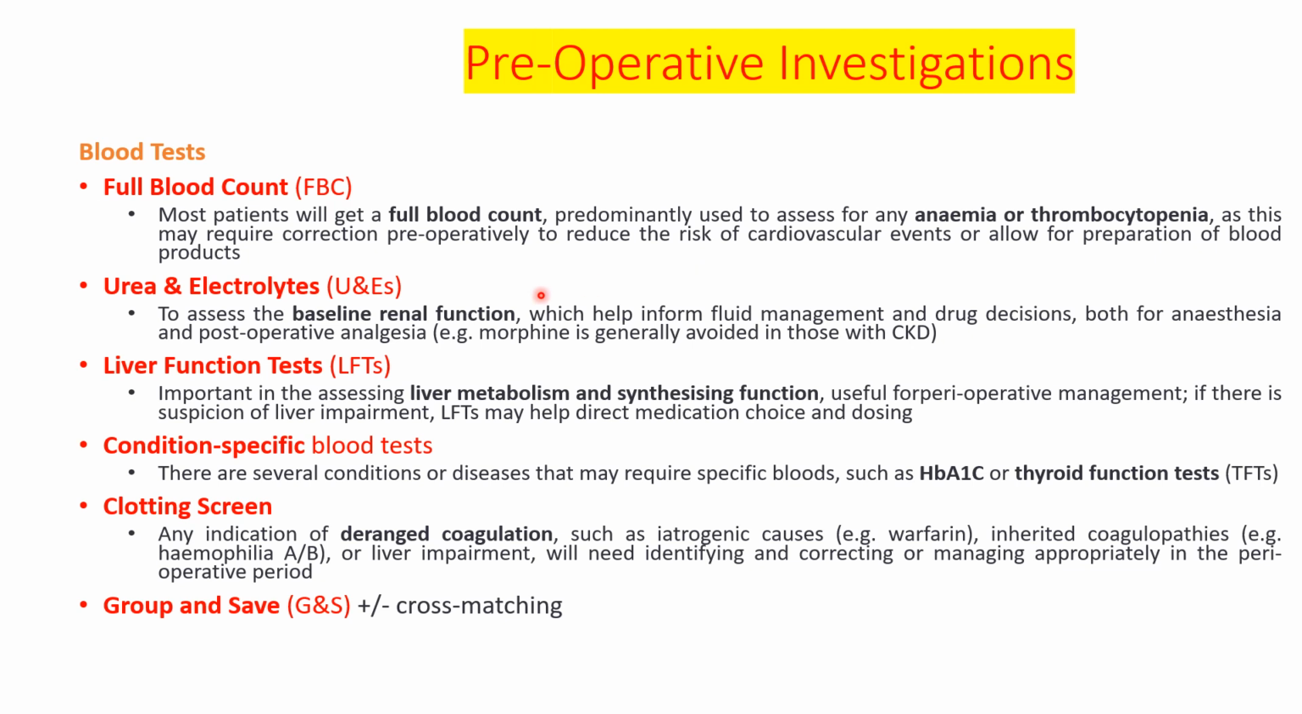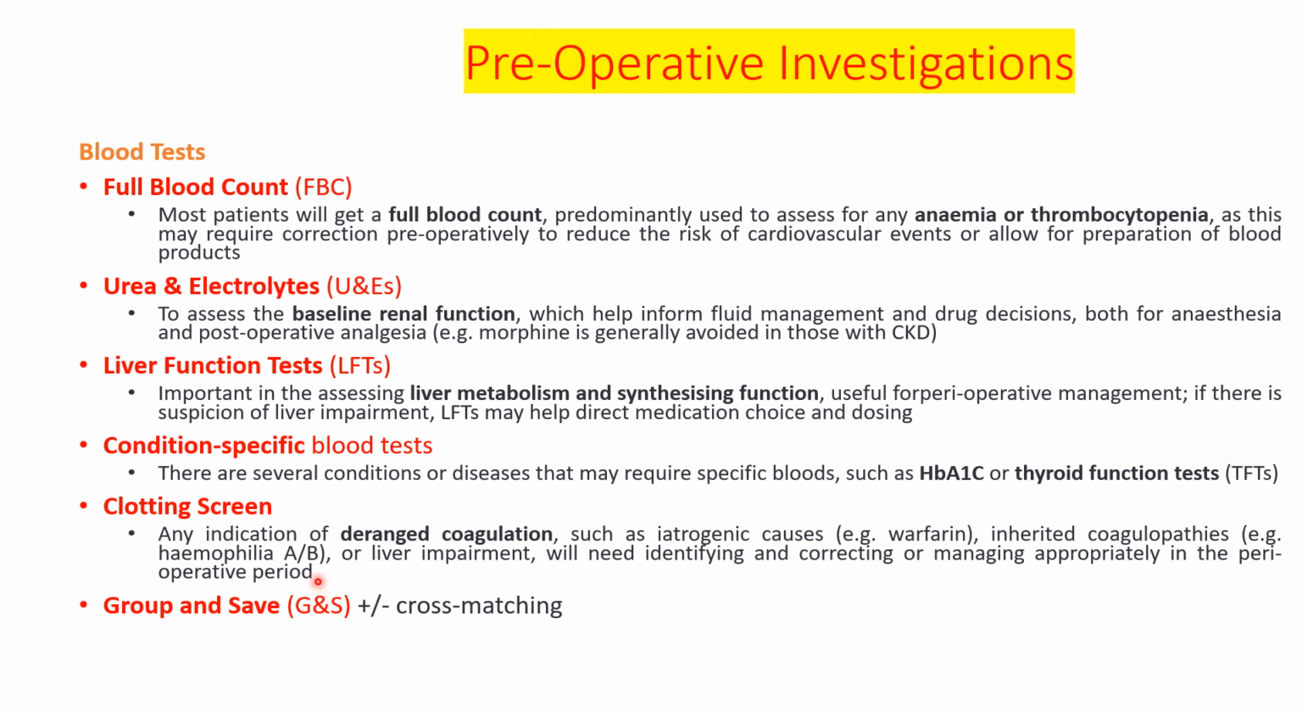The next is urea and electrolytes, that is UECs. This is to assess the baseline renal function. It helps inform fluid management and drug decisions, both for anesthesia and post-operative analgesia. For example, morphine is generally avoided in patients with CKD, that is chronic kidney disease.